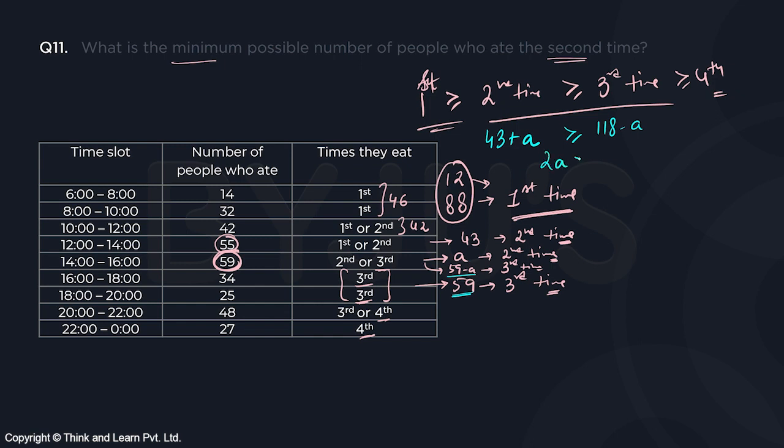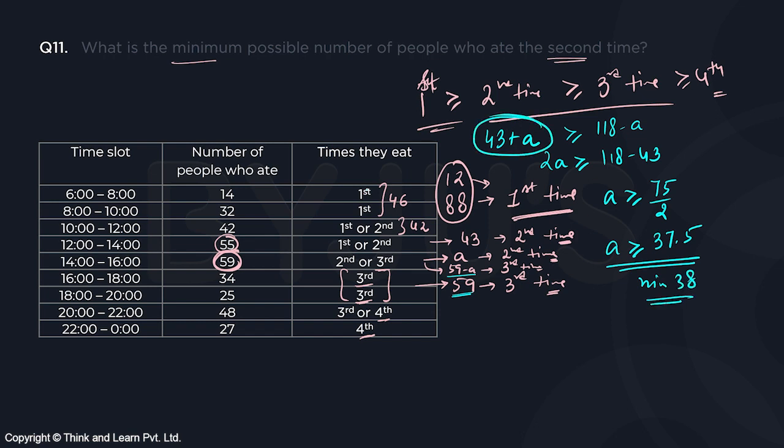This gives me 2A should be greater than or equal to 118 minus 43. That means A should be greater than or equal to 118 minus 43, which is 75, divided by 2. So A should be greater than or equal to 37.5. So can I say A will be minimum 38? And keeping A as minimum, I would be able to minimize the people eating for the second time. So number of people eating for the second time minimum is 43 plus 38, that is 81. So 81 is the correct answer for us.